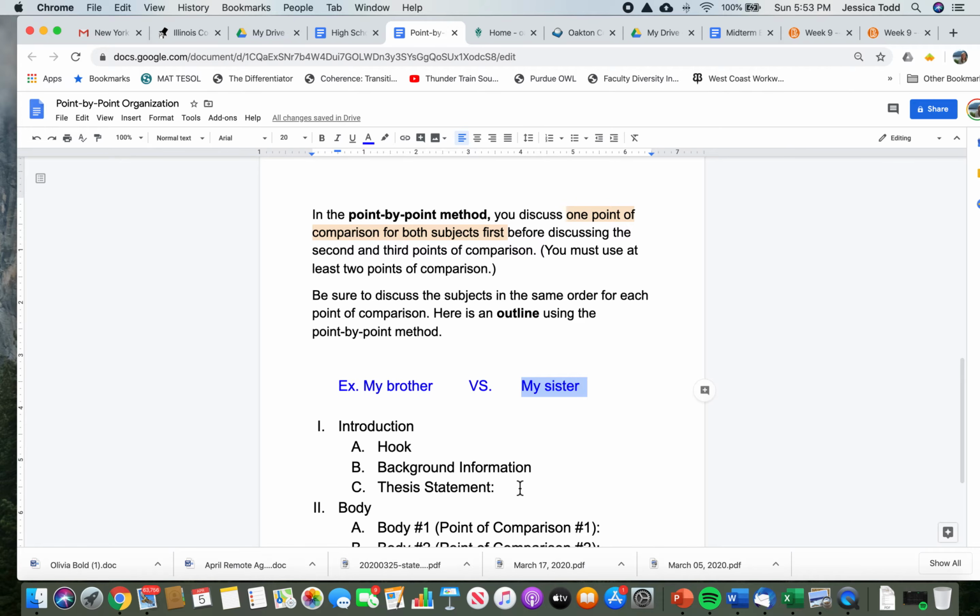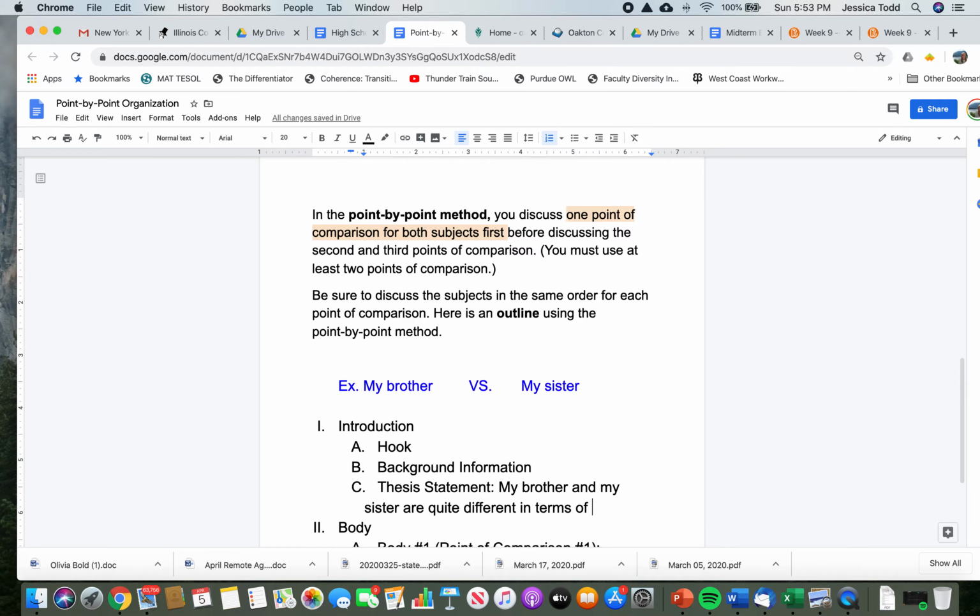It also needs to tell if I'm talking about similarities or differences. And it also needs to tell my 3 points of comparison. So that's a lot, right, in a thesis statement, but I'm going to try. I'm going to say my brother and my sister are quite different in terms of, now I need my 3 points of comparison. Let me see.